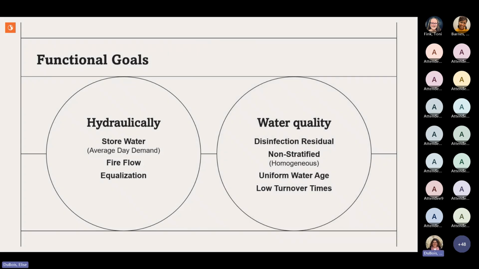So these are the goals of every tank. Equalization water is the water in the tank to help meet peak demands. These are times when your pumps or plant will be supplying the distribution system, but the tank is also supplying water to the system. Equalization water just evens out those flows in times of peak demand where your pumps may not be able to keep up. In terms of water quality, this is what we strive for to produce the best water quality.